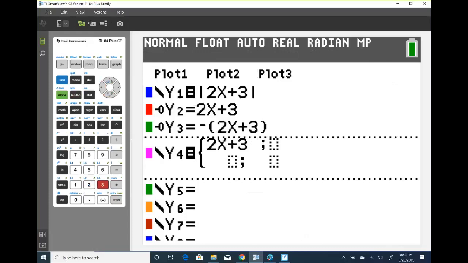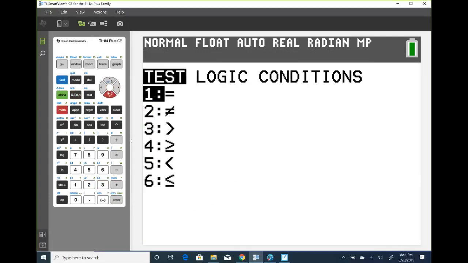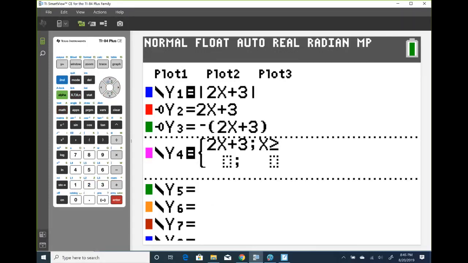Now, remember the 2x plus 3, that was my red line. That was only working after my minimum value. So I'm going to hit, when x is, okay, now I got to get that test button up again. Second, math is my test button. When x is greater than or equal to negative 1.5, I can use the decimal form. It really doesn't matter. And then I have the opposite of 2x plus 3.